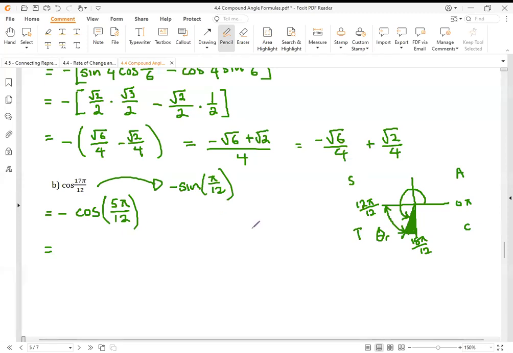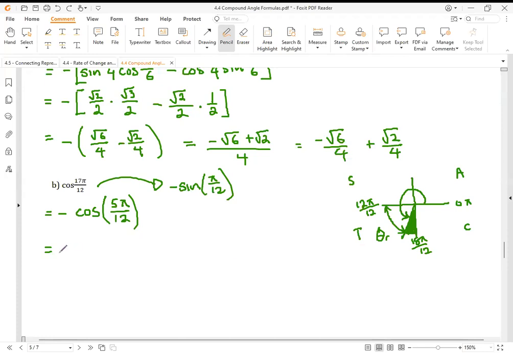Cosine of 17 pi over 12. Yes. So negative cosine 5 pi over 12 should give you the same answer as negative sine pi over 12. So how did you get the 5 pi over 12? Well, I know that this portion right here, all the way to that portion right there is 18, yes? Oh, yeah. Here to here would be 17. So 12, how much more did I add?